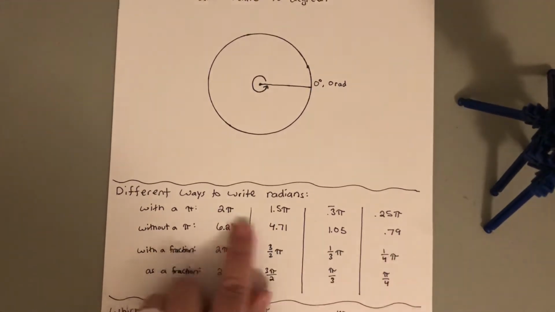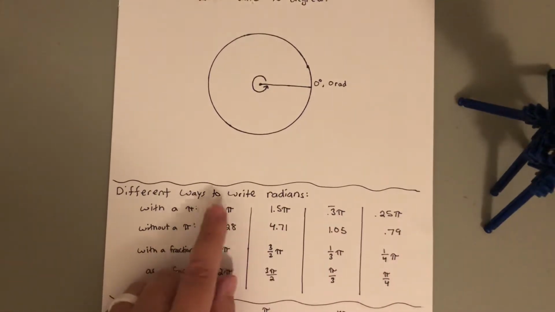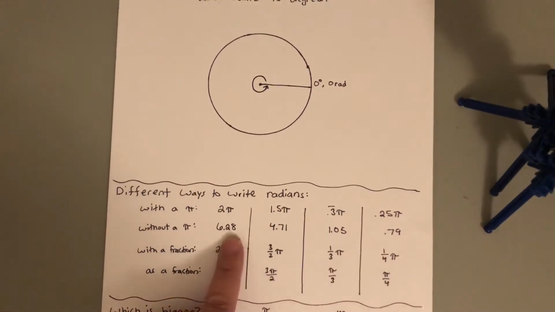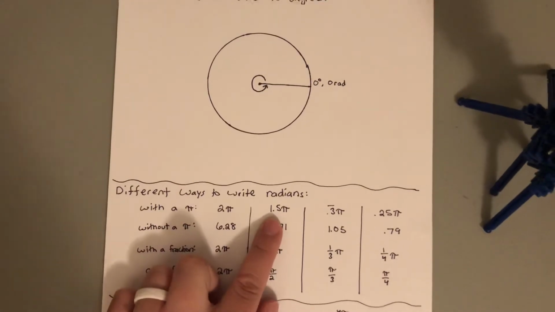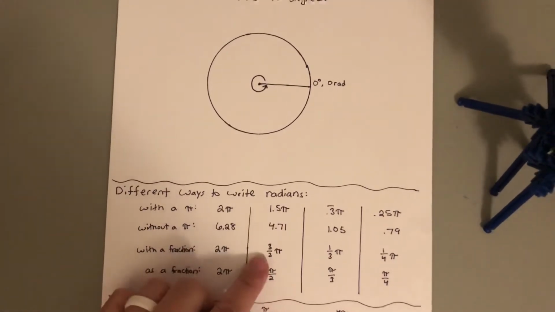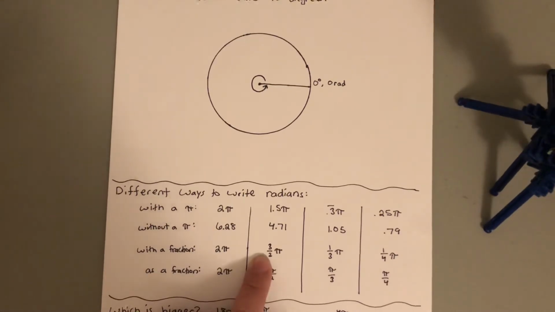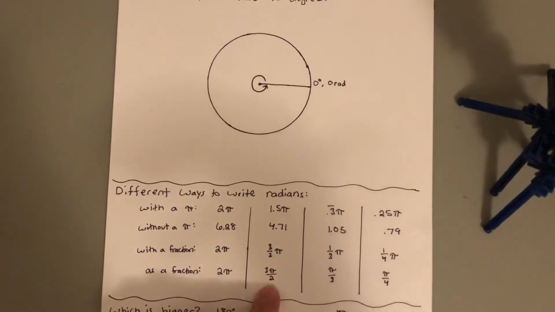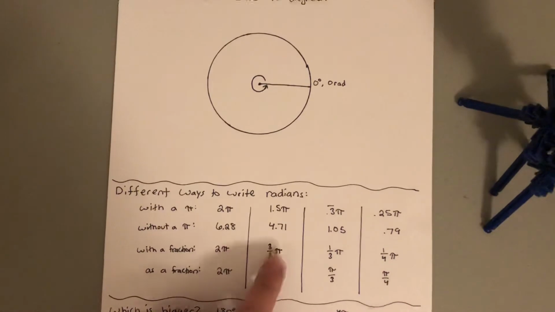So you might see it with the pi still in it, or you might see the pi multiplied out and then you just have a decimal. So there are 2 ways. You could say 2 pi radians, or you could say 6.28 radians, and those mean the same thing. You also might see it written as a fraction. For example, over here, we could take this 1.5 and write it as 3 over 2, because 1.5 is the same as 3 over 2. Or you could write it as a single fraction, combining it together, so 3 pi on top and the 2 on the bottom. These are the same thing, just 2 different ways that you might see it written.